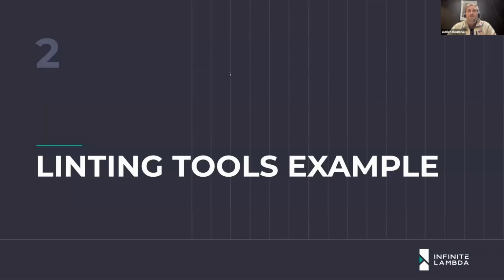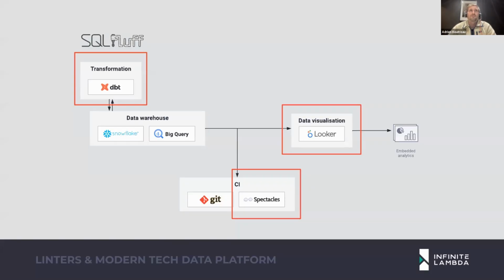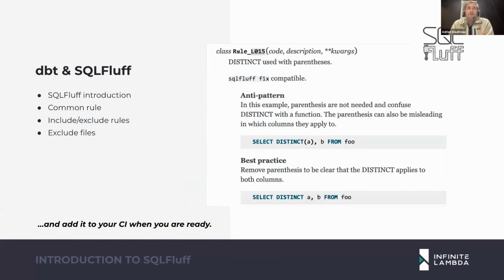Let's go now to some examples. The first one is going to be on SQLFluff. Here I have reduced the map of technology so we can have a better view of what we are talking about. For DBT, we can use SQLFluff, and for data visualization with Looker, we can use Spectacles, and we are also going to see LAMPS.